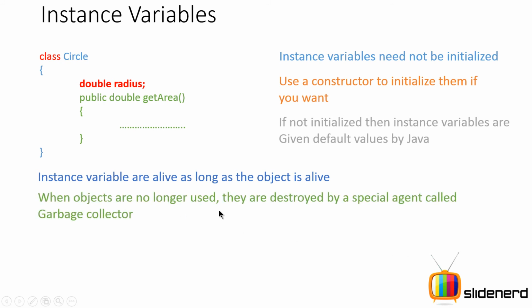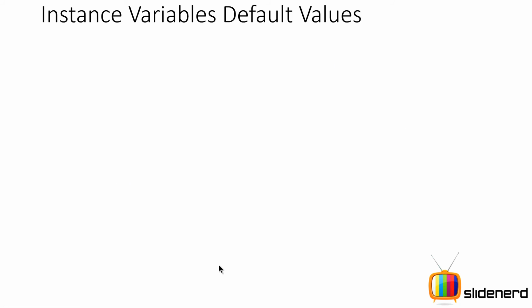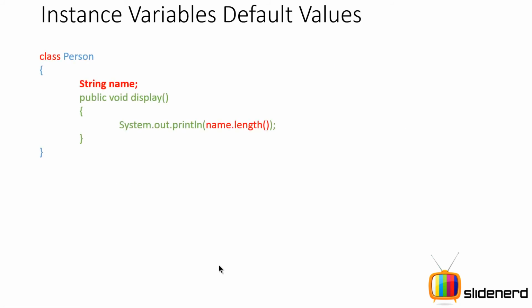So when objects are no longer used, they are destroyed by a process called garbage collection in Java. We'll be talking about this in a little more detail, so don't worry too much about this at this point. So, instance variables having default values.